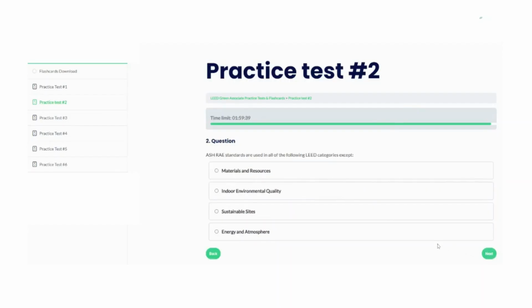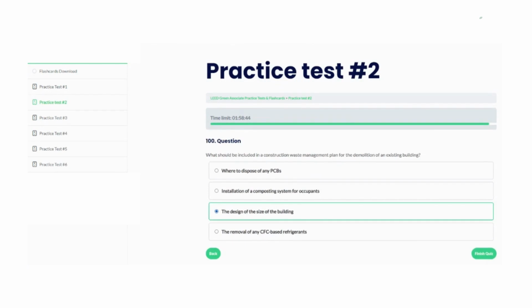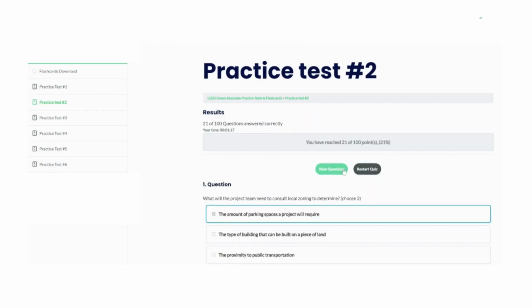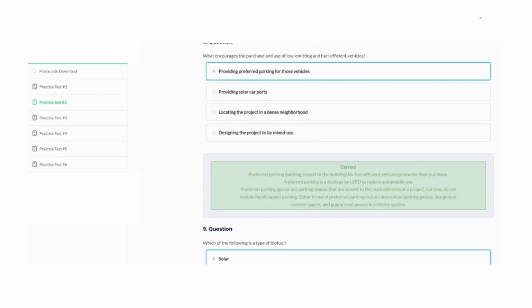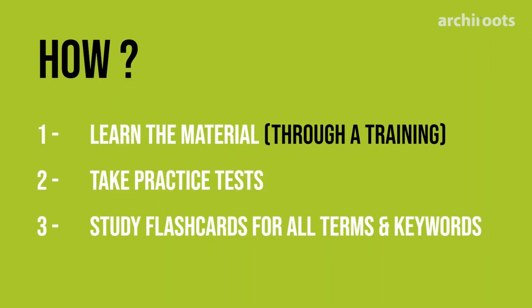Now, after you learn the material, you need to practice with sample tests to know when you are ready for the exam, because sometimes you know the material but don't know how to implement it in a question. And last thing you need to do before taking the exam is making sure you know all the key terms that will help you answer the questions. And that's what we're going to go through in the flashcards. They are the fastest way for you to memorize the LEED and sustainability terms. Now, don't worry, all material, even the tests and the flashcards, can be accessed in our complete course.